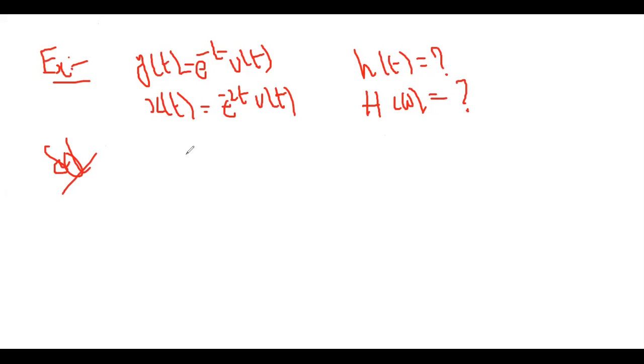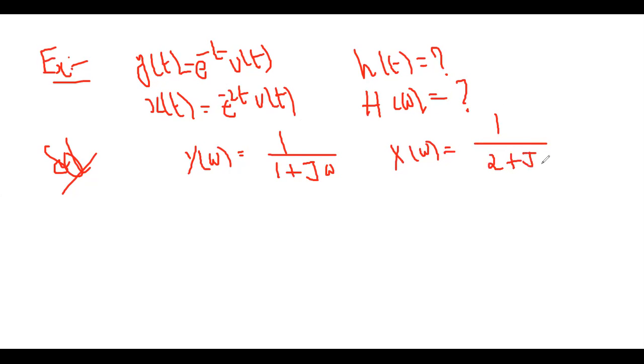Now we can apply the Fourier transformation. Y of omega is equal to the transform of e power minus a t mu of t. A is 1 here, so Y of omega is 1 by 1 plus j omega. What is the x of omega? A is 2, so it is 1 by 2 plus j omega.